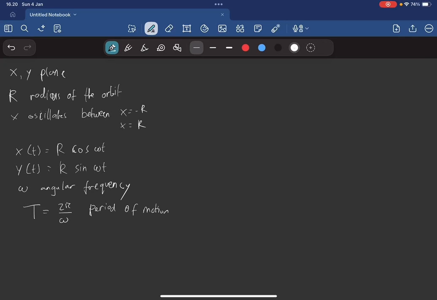Now, it is easy to calculate the components of velocity and acceleration by taking the differentiation. We have vx, vy, and ax.